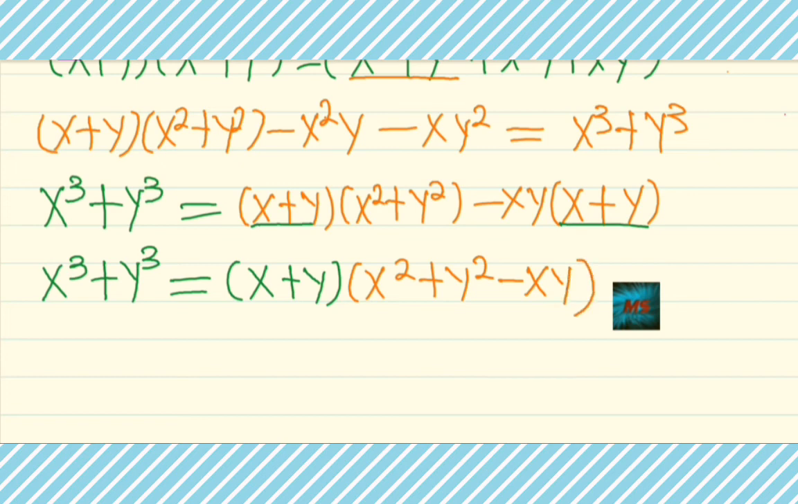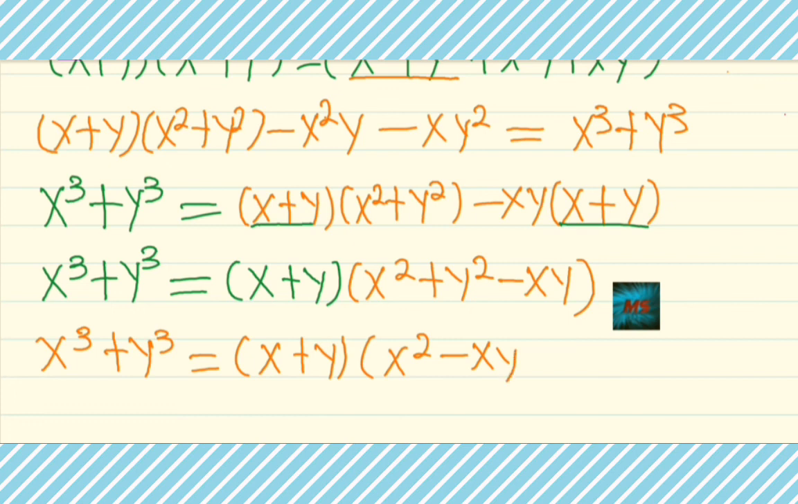So this is the detailed factorization of x cubed plus y cubed. We can just rearrange and this will give us x cubed plus y cubed equals (x plus y)(x squared minus xy plus y squared).